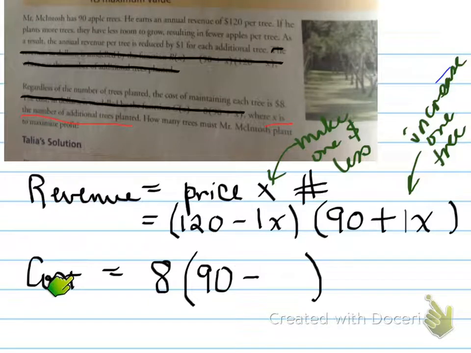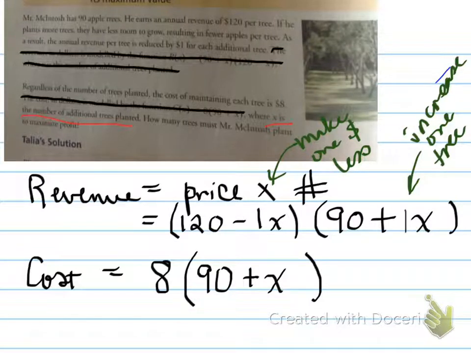Now, there's also a cost. So revenue is money coming in. Cost is money going out. How much does it cost to maintain a tree? Well, it costs $8 times however many trees there are. In this case, there are 90 plus x trees. So we have a cost, we have a revenue, and now we can determine profit.